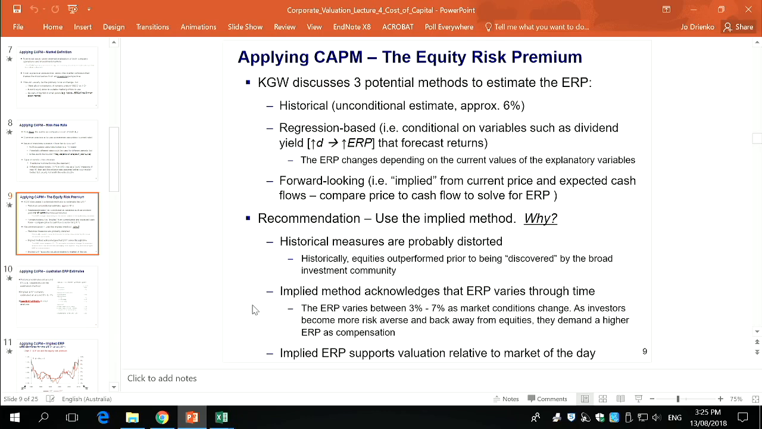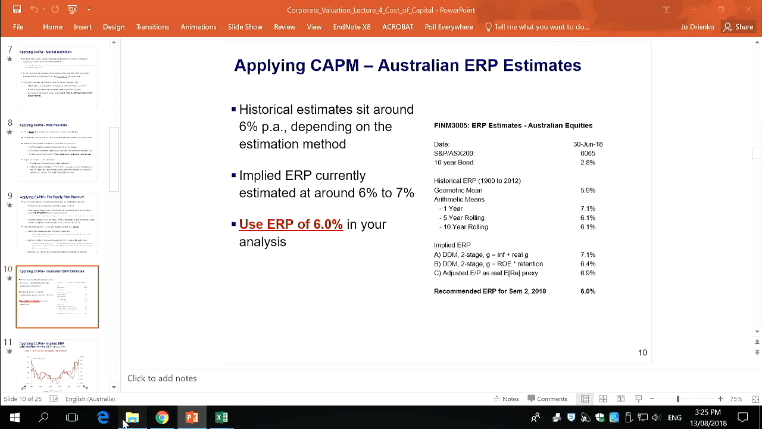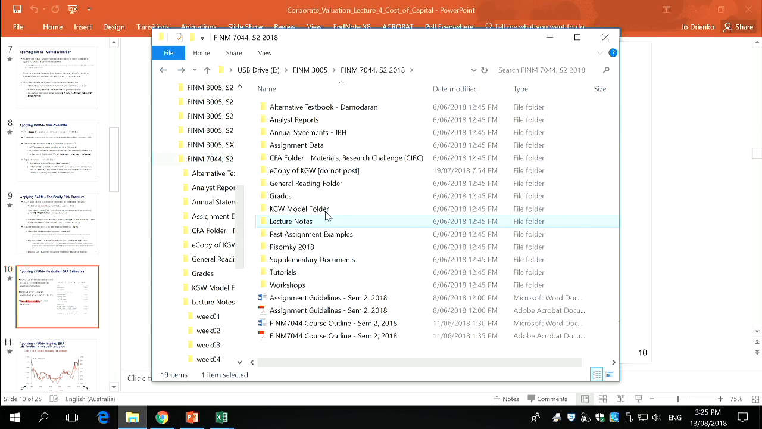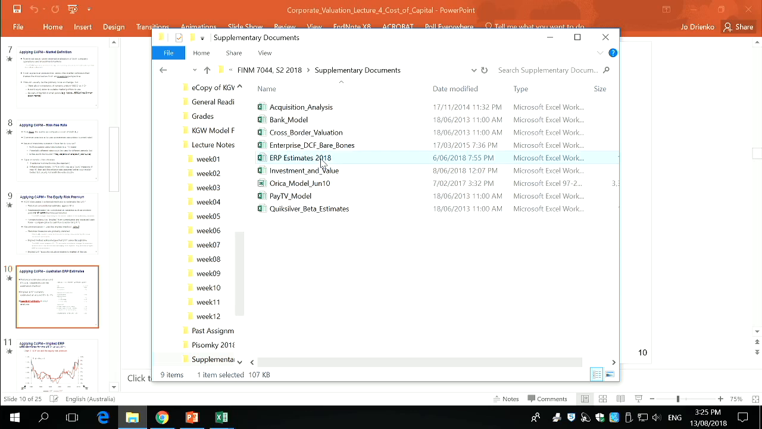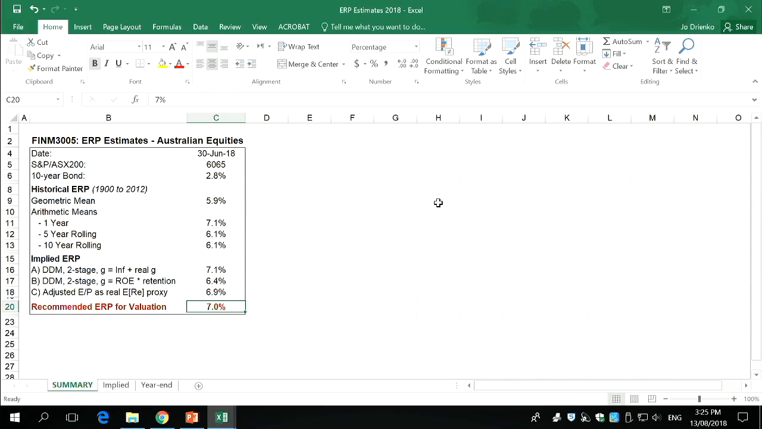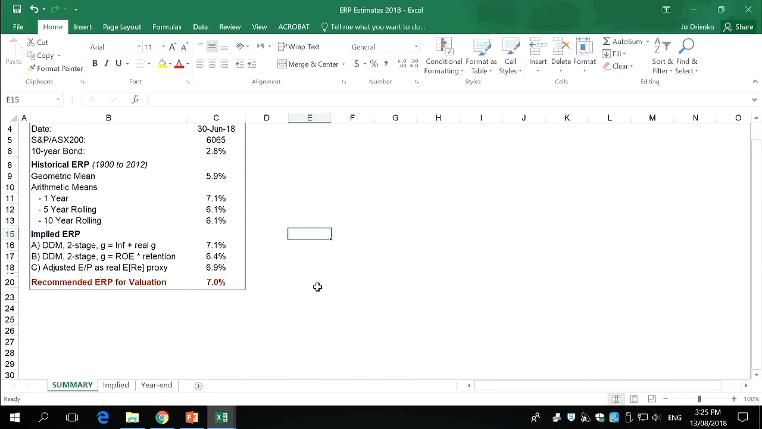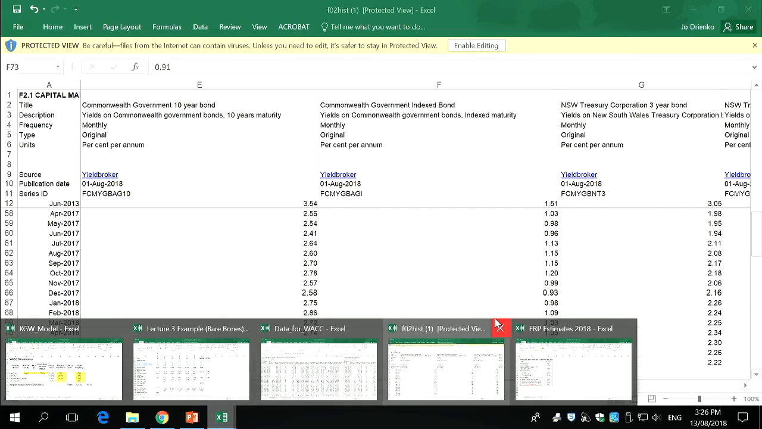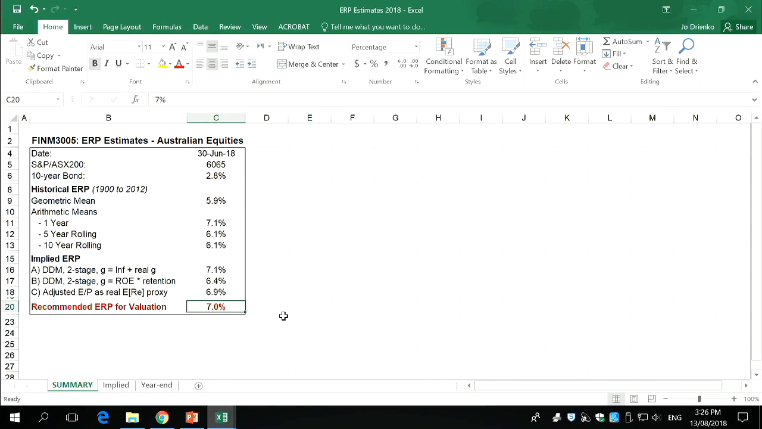The three most popular methods start with the historical approach, and I gave you how I came up with this slide, by the way. This is not examinable, but for those who are interested, these numbers are not made up. They come from this document that is available on Waddle, ERP estimates. 7%. No, is that incorrect? Do I need to update the slide? It's dynamic, so it updates. I'm pretty sure I had 6%.